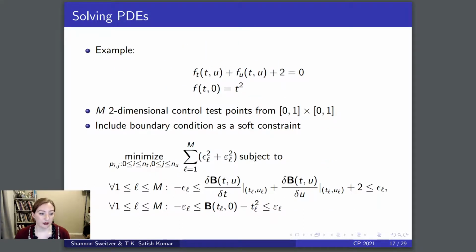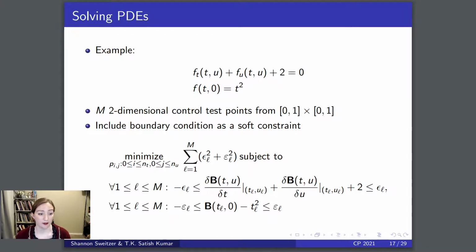Consider the following PDE with accompanying boundary condition. We can follow a similar method to that of the Bezier curves, that is, represent f with a Bezier surface of degrees n sub t and n sub u, and use its partial derivatives in place of the partial derivatives of f. We then have an equation of polynomial equivalence with to-be-determined control points, which we can find by implementing a similar quadratic programming problem, using a squared error objective function.